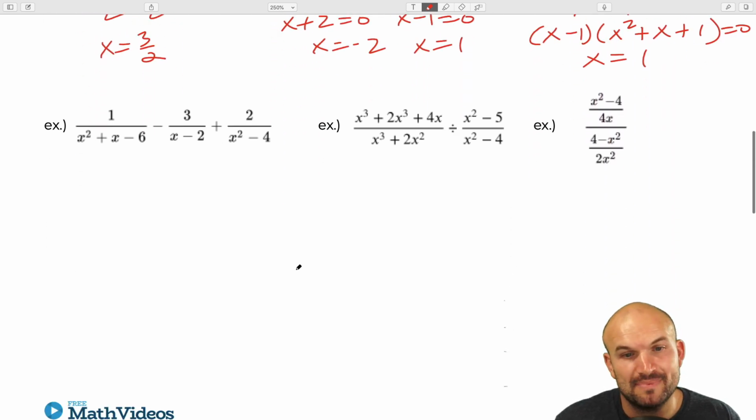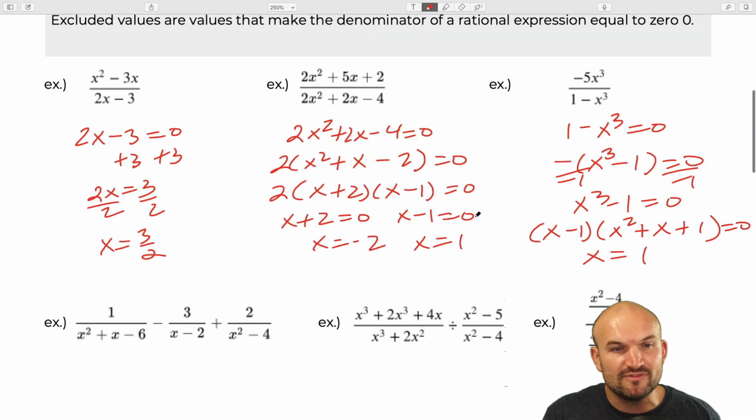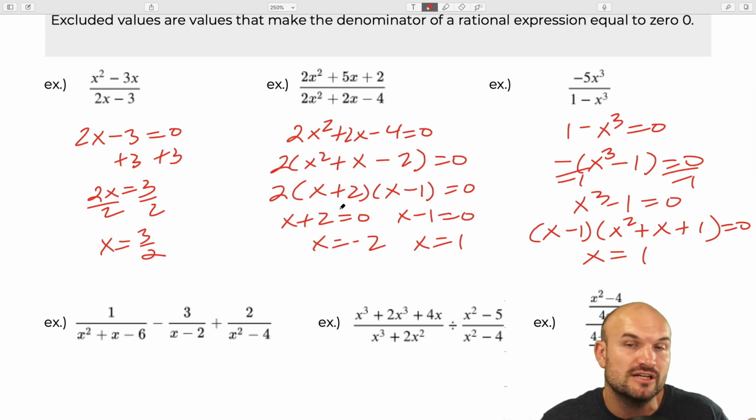All right, now what happens? Now let's look at the operation. For simplifying rational expressions, it's fairly simple. Whatever your denominator is, set it equal to 0 and solve. Those are going to be your excluded values.